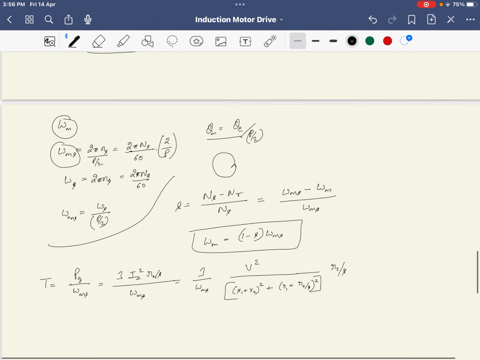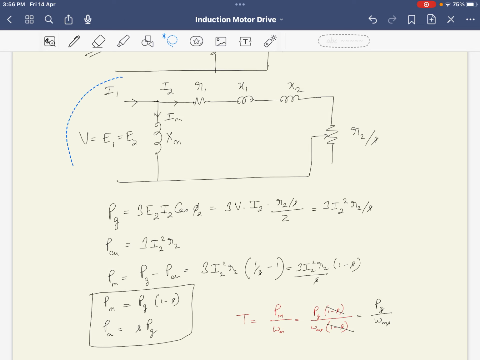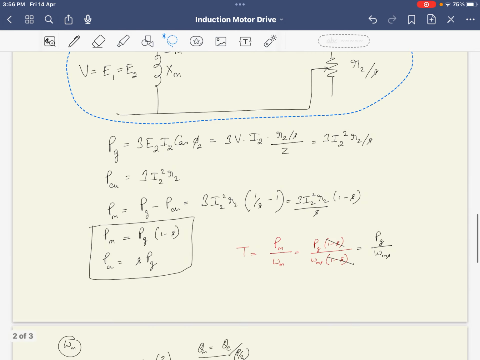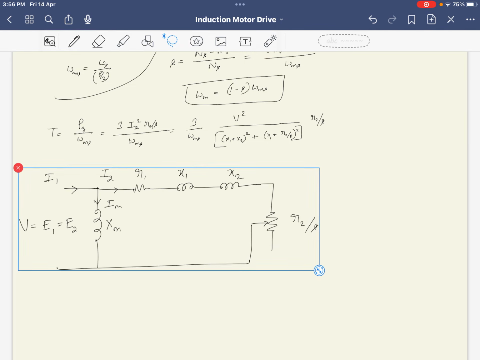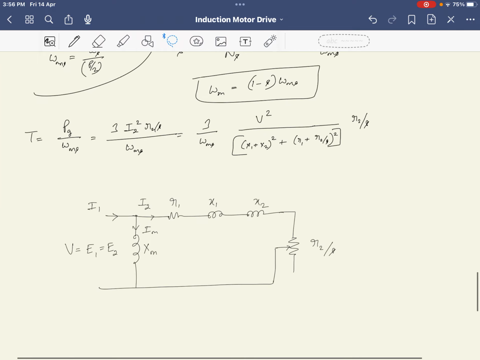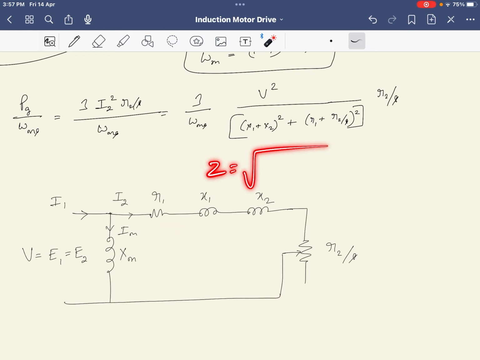Right? This is what we get. Let me show you the equivalent circuit once again here. Or let me just take this equivalent circuit from here and keep it on that page. Alright, so you have got V by Z. Here V is the voltage and Z is the total impedance.